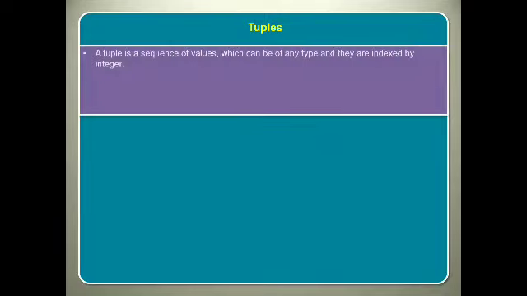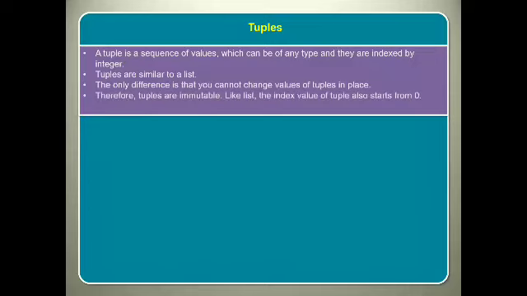The last concept of this session, tuples. A tuple is a sequence of values of any type, and they are indexed by integer. Tuples are similar to a list. The only difference is that you cannot change values of tuples in place. Therefore, tuples are immutable. Like list, the index value of tuple also starts from 0.